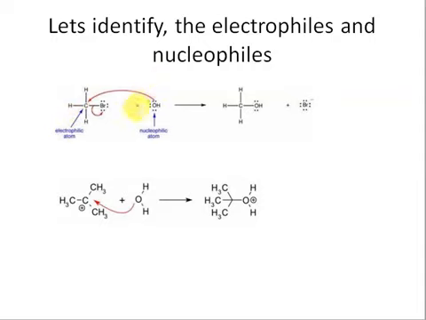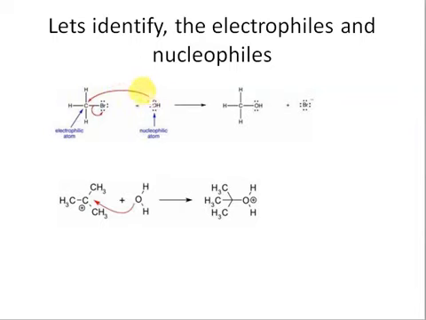While here we have a hydroxyl ion. You can see the hydroxyl ion has extra electrons, it is electron rich. So the oxygen atom of the hydroxyl ion is a nucleophile. Always remember, a nucleophile will always attack an electrophile. So this is the direction of the arrow.